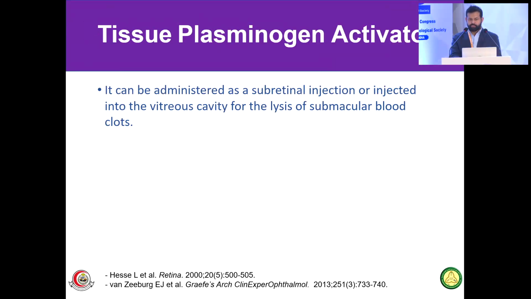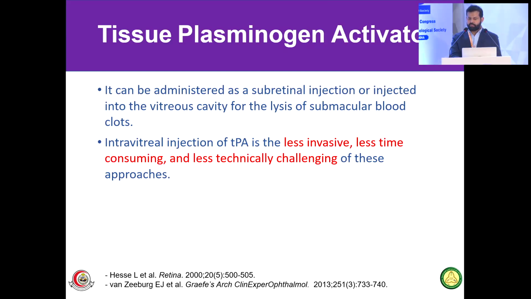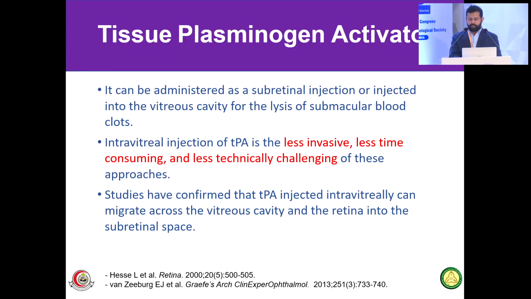So let's talk about the TPA. TPA can be injected in the subretinal space, and this requires some preparation. However, it can be injected in the vitreous cavity, and I'm going to show you that it is less invasive, less time consuming, and technically not challenging. You are just doing this as if you were injecting an anti-VEGF. Some studies confirm that TPA injected intravitreally can migrate across the vitreous cavity and through the retina into the subretinal space.